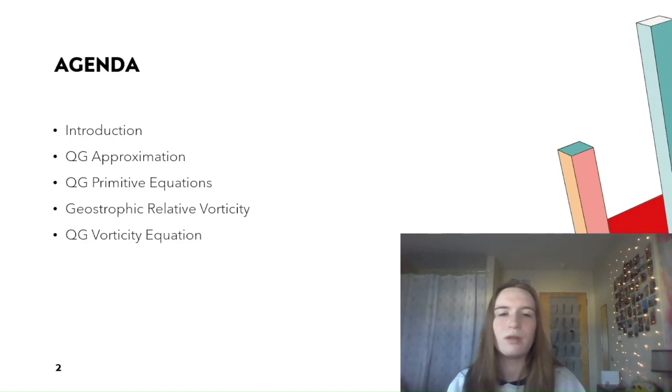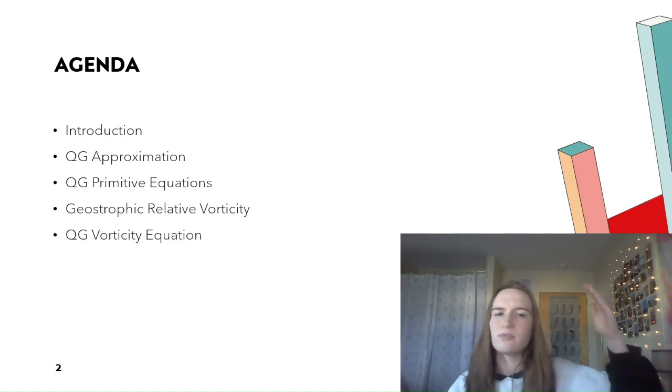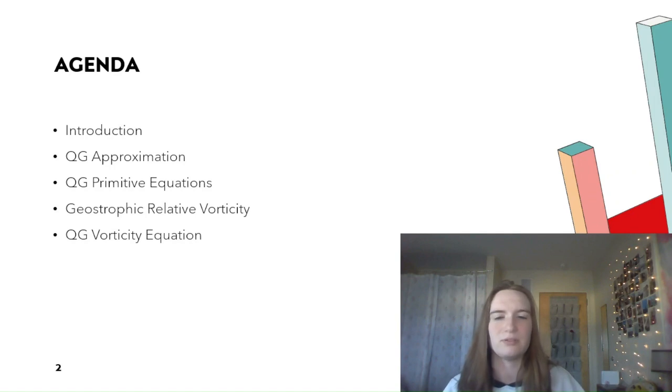Now, you may have noticed I have an agenda at the beginning of all my lectures. The point of this is to guide your thinking about these equations. I want you to see how we build these equations, and then when you look back, you should be able to look at this slide and remember the basic steps that we did to build these equations.